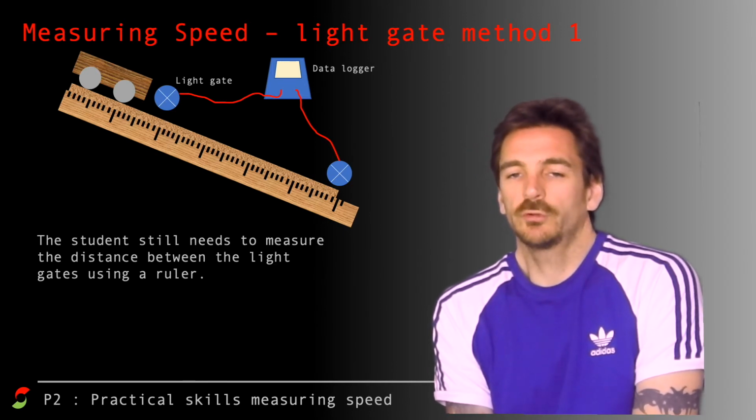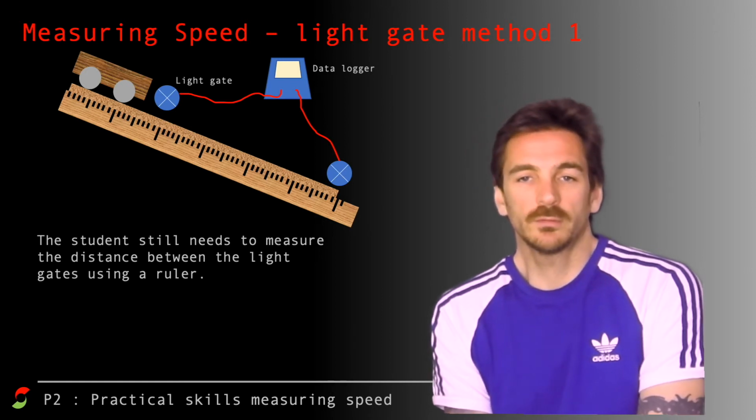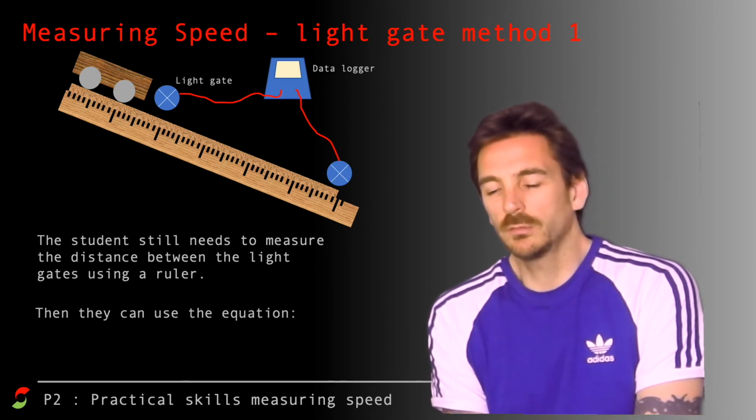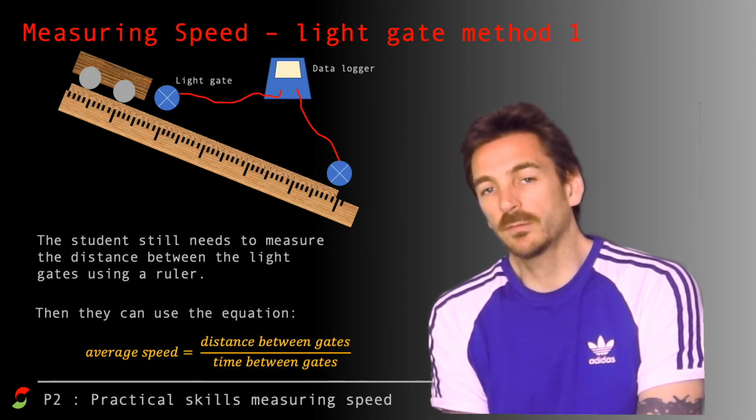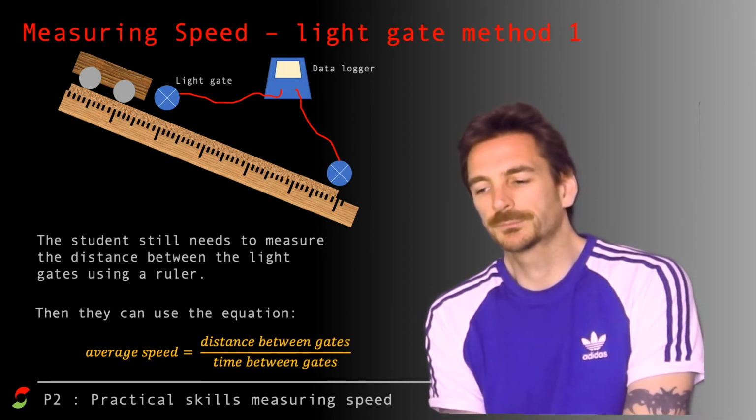In this example, the student still needs to measure the length between the 2, and then they can use the equation: average speed is distance between the light gates divided by the time between the light gates.